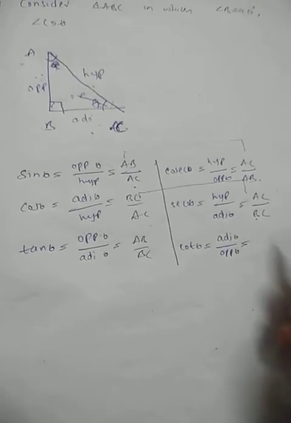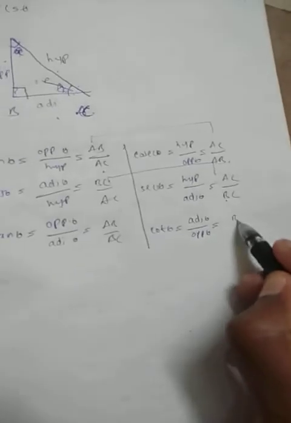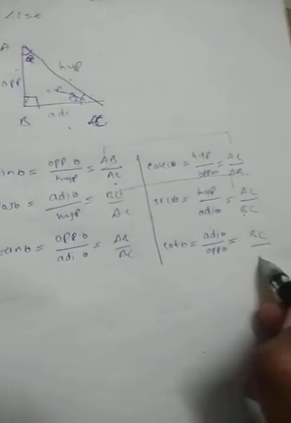So what is the side adjacent to theta? This is the side adjacent to theta, BC. And what is the side opposite to theta? AB. See, if you observe here, these two are reciprocals: AB by BC and BC by AB.